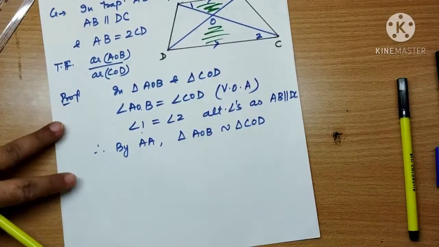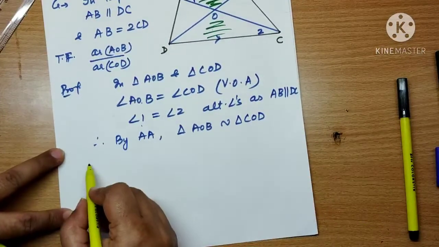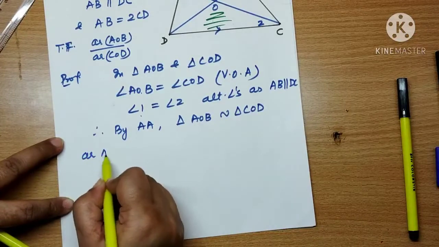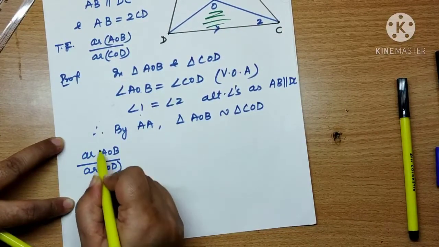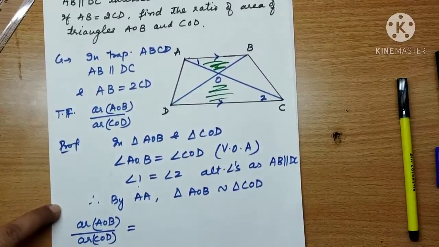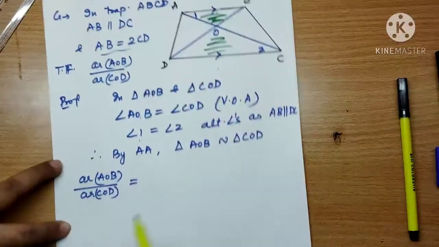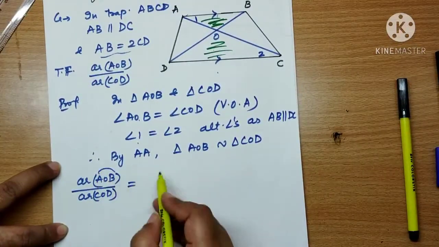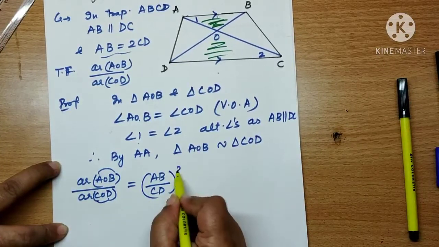Now, since we got the triangles similar, we can look for the ratio of the areas. We can apply the theorem now. So, area of AOB by area of COD will be equal to the ratio of the square of the corresponding sides. Now, which sides are we looking for? I have the relation between AB and CD. So, I am looking for AB and CD, so AB and CD square.